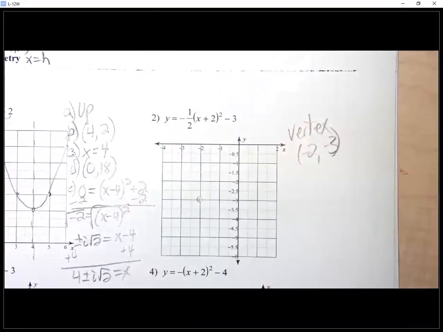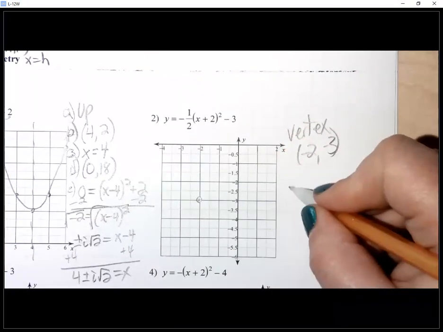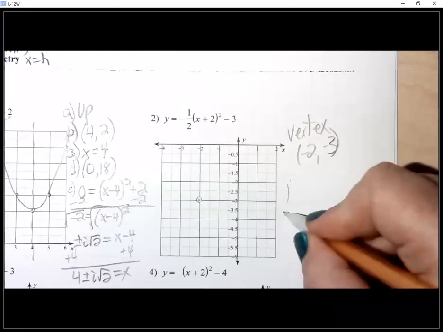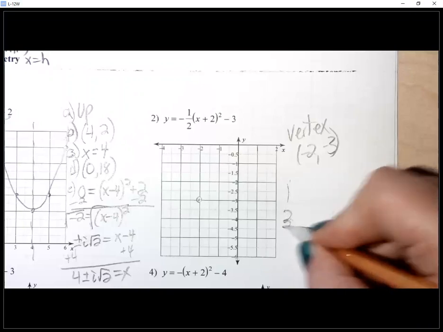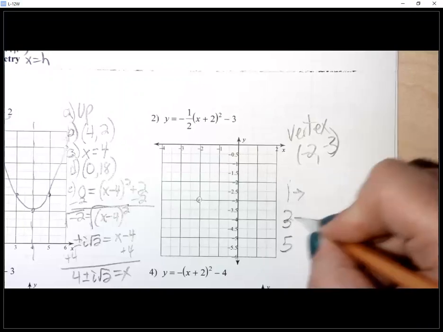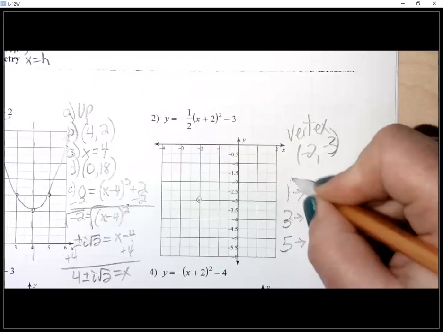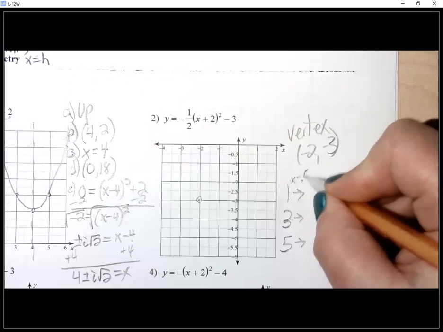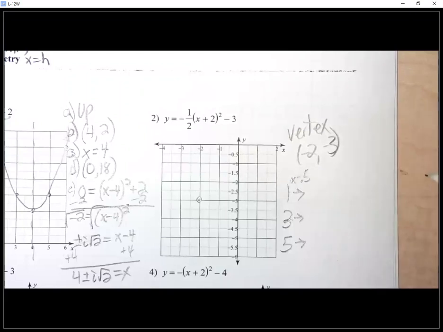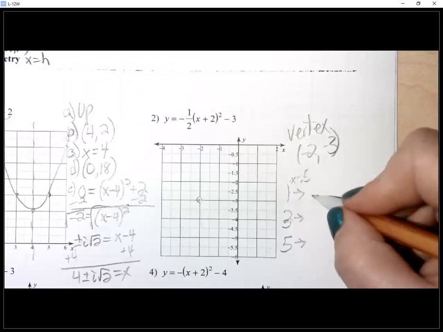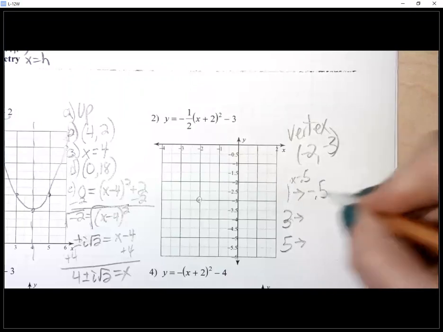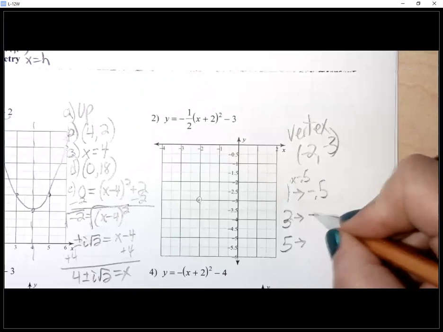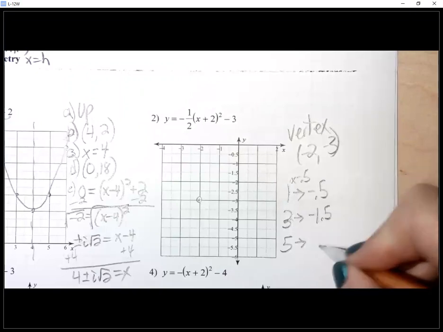So again, watch how this works. The normal pattern is 1, 3, 5, right? It's the odds. I need to multiply all of these by a negative 1/2. I'm going to do it as 0.5 just to make my life easier. So 1 times negative 0.5 is negative 0.5. 3 times negative 0.5, isn't that negative 1.5? And 5 would be negative 2.5. So please watch how this works.